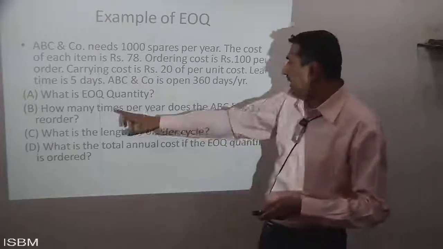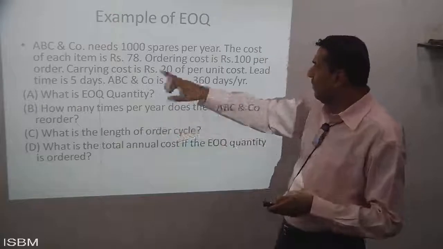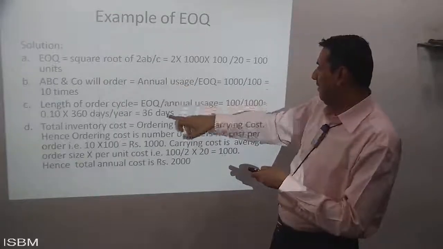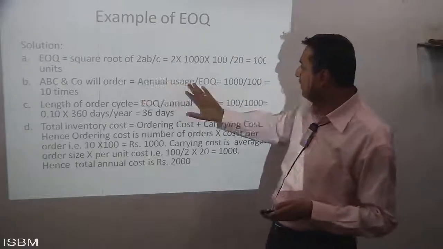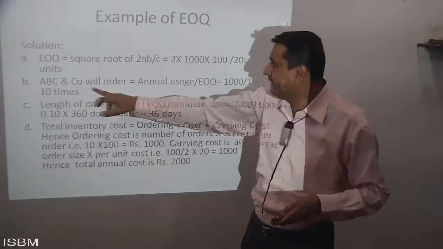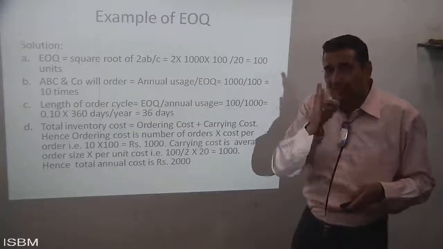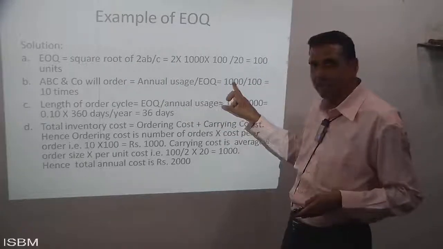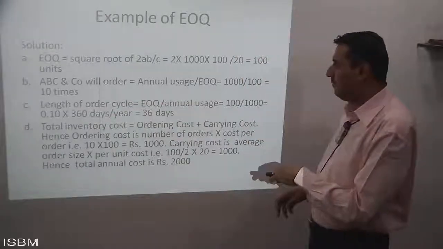Then how many times per year does the ABC company reorder? 1000 divided by 100, where 100 is the EOQ. Annual usage divided by EOQ will give 10 times the company is putting an order, because each order is of 100 units and the total requirement is 1000. So 10 times the company is putting an order.